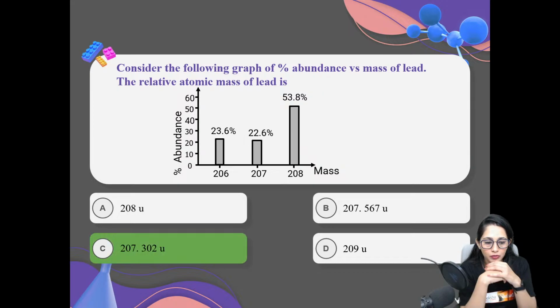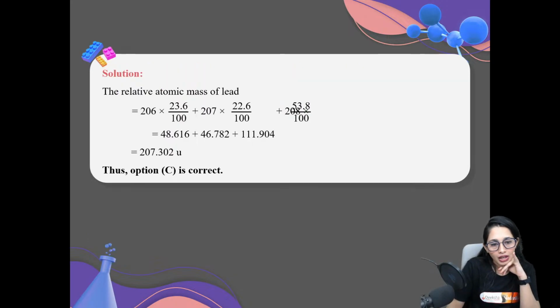Tell me the answer. Calculate this. What will be the answer? Option C is the right answer, 207.301. How to do this? See, the percentage abundance is given. Multiply that by the respective atomic mass, then divide by 100, and take the average. Option C is the right answer. Vignesh, very good. Keep it up. You're very quick. You must be really good in maths then.